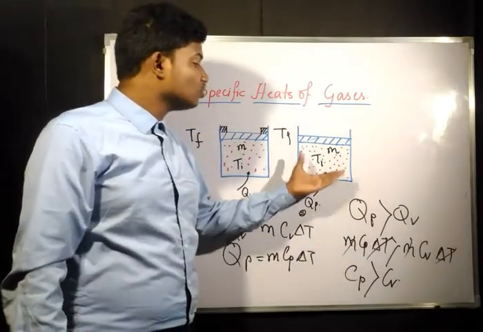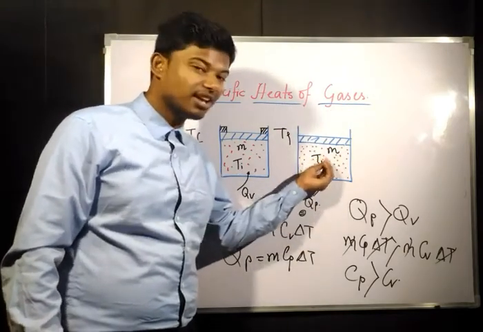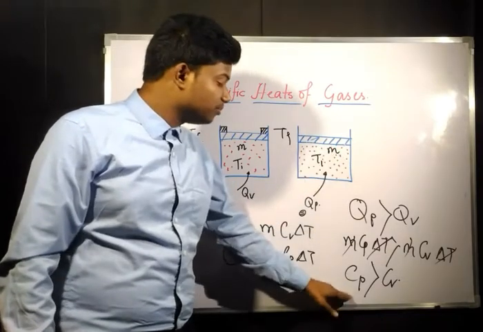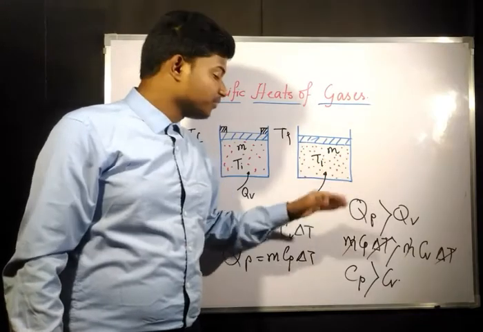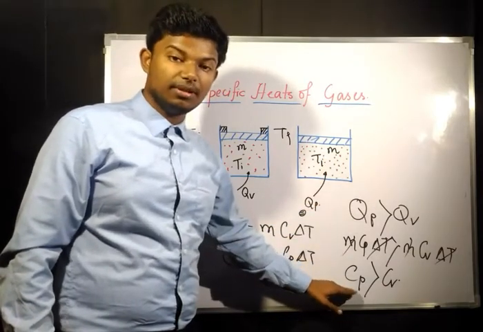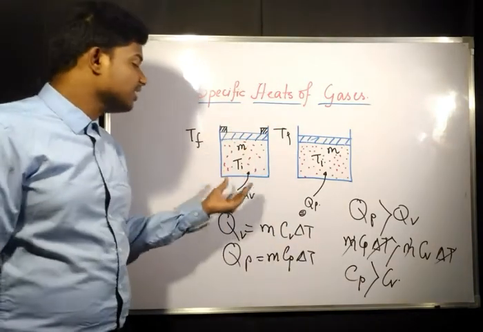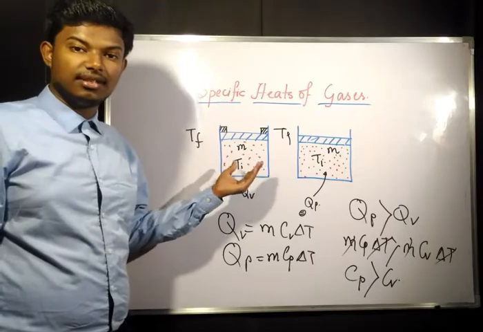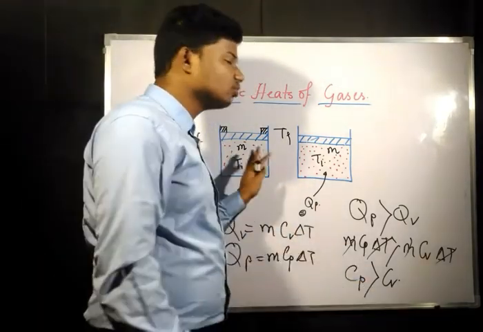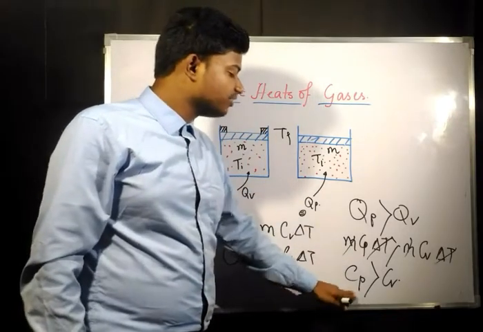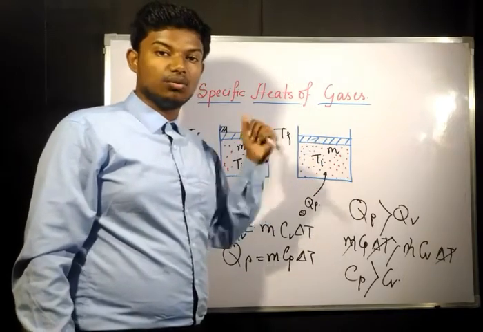Cp includes some external work as well as increasing internal energy, because some portion is also raising the internal energy of the system. But in Cv, there is no external work, only an increase in internal energy. So the final conclusion we can say is that Cv includes only a rise in internal energy, whereas Cp includes a rise in internal energy as well as some external work.